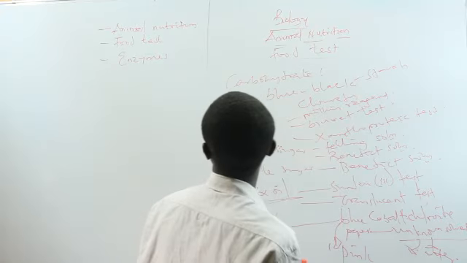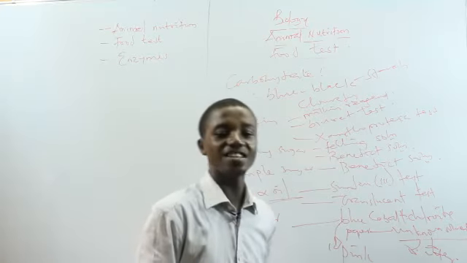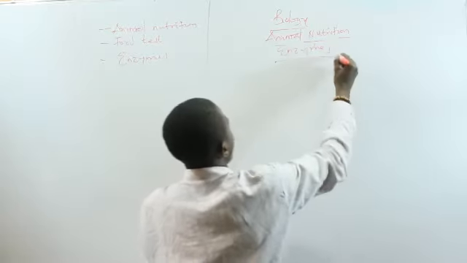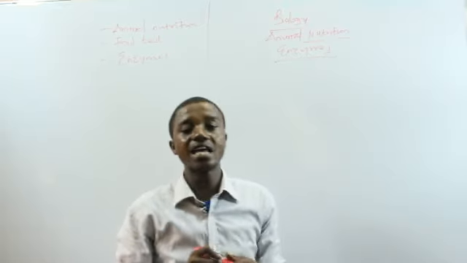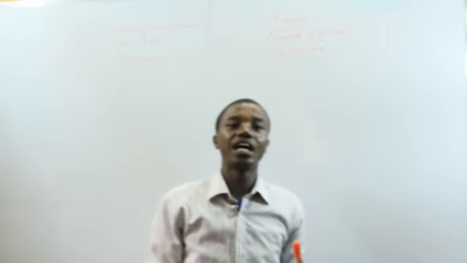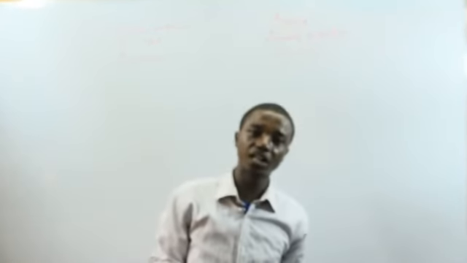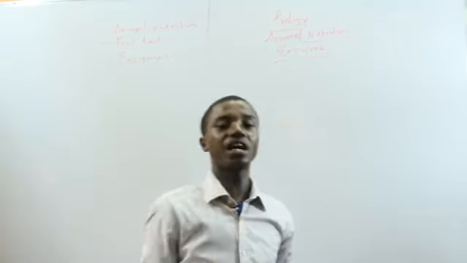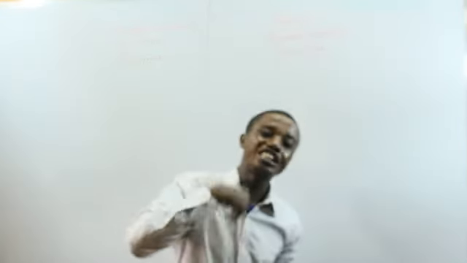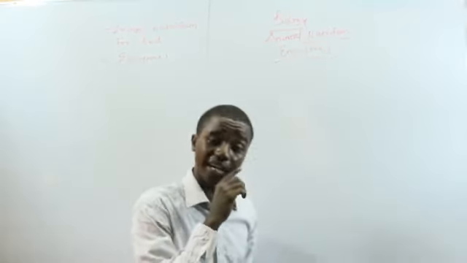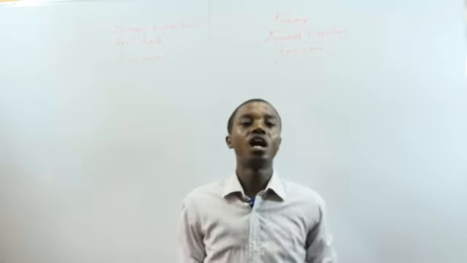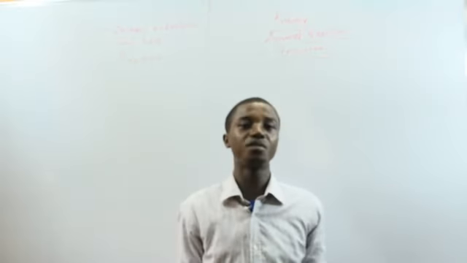So now we'll be looking at enzymes, and that will be the last outline for today. What are enzymes? Enzymes are organic catalysts that speed up the rate of chemical reaction but remain unchanged at the end of the reaction. Instead of making this definition cumbersome, we can try as much as possible to simplify it.